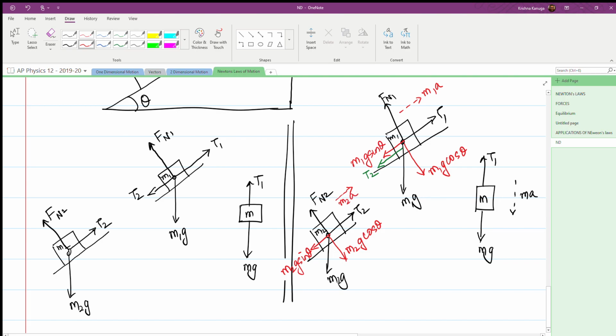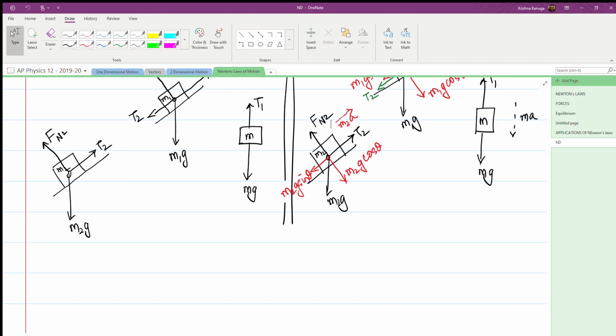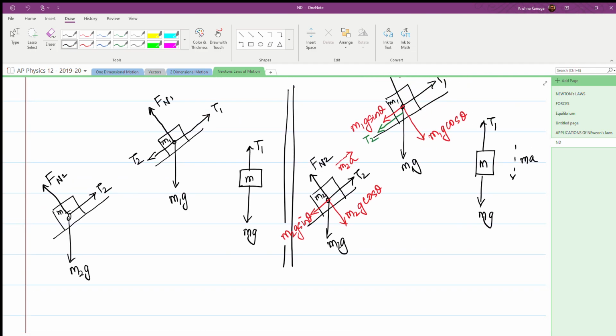All right, great. Let's focus on the forces that are only in the direction of motion. In this case, we can ignore FN1, M1g cosine theta, FN2, and M2g cosine theta. We know that FN1 is equal to M1g cosine theta, and FN2 is equal to M2g cosine theta. It does not affect the motion. Now, with these pictures, we are ready to write our equations.